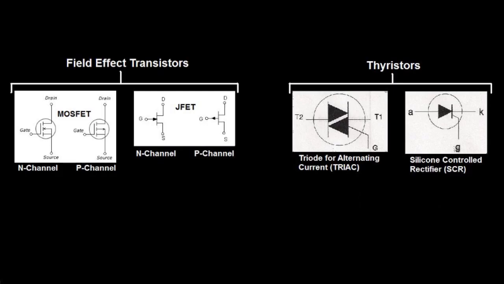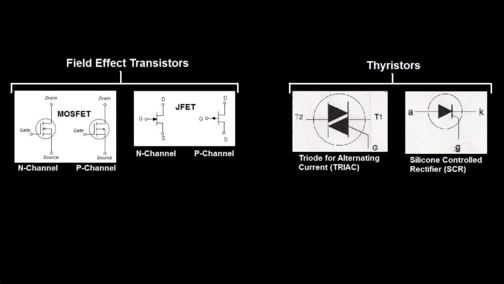Other transistors that you'll come across, for example, here you've got field effect transistors, such as a metal-oxide semiconductor field effect transistor. You'll have JFETs, which are junction field effect transistors. On the right, you have thyristors. You have the triode for alternating current, or TRIAC for short. And you also have the silicon controlled rectifier.